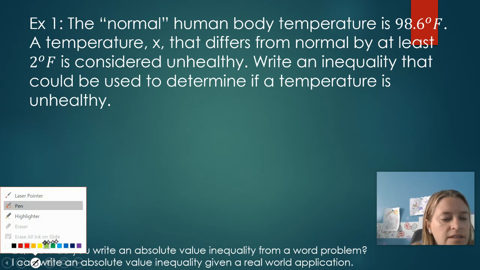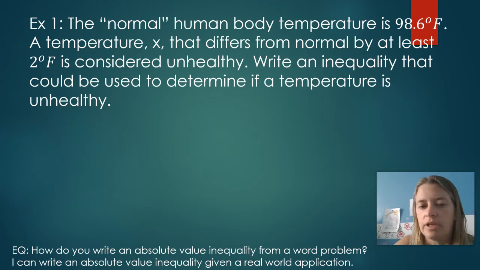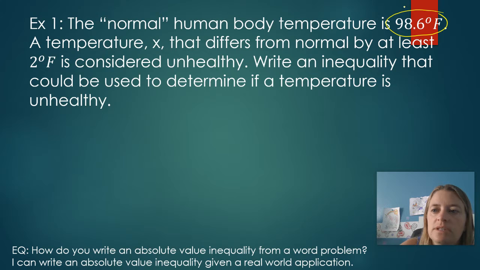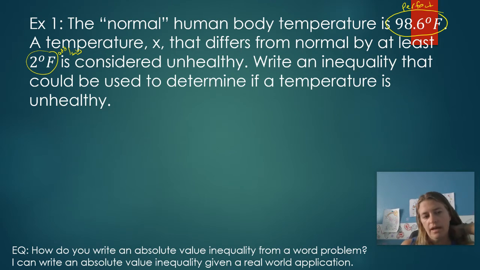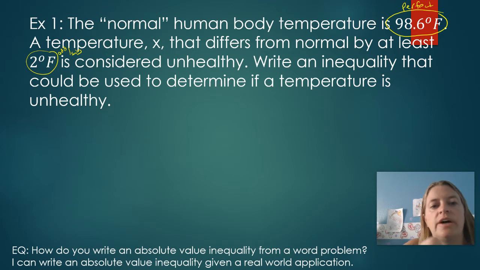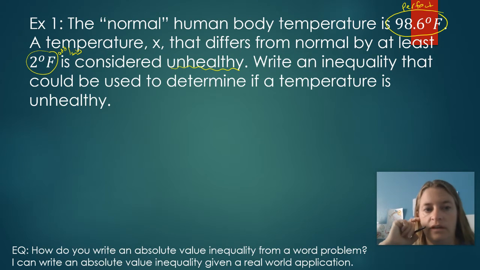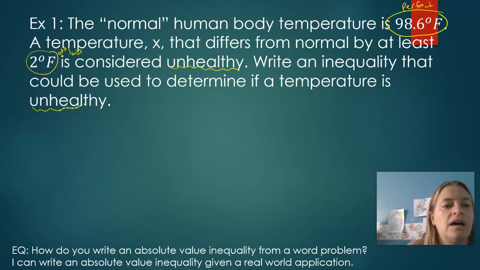All right, so obviously in this word problem, you want to always circle the important stuff. So we know this one is going to be our perfect one. This is the one that's not going to be changing. And then obviously the 2 degrees, that's what you're going to be adding and subtracting. So that's going to be the one where you change that temperature by 2 degrees, so add or subtract that. And then the next important part is where it's talking about unhealthy. We want to know what's unhealthy.